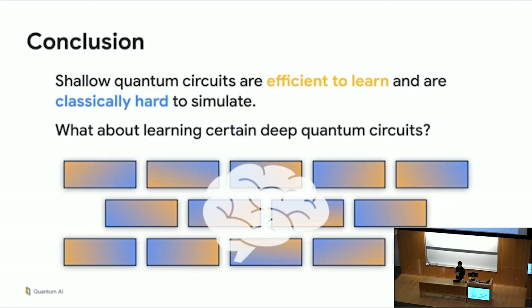Despite our progress, there are still a lot of interesting questions. For example, even though shallow quantum circuits already exhibit quantum advantage, they're still restricted in various regards. So one could ask, what about learning some deep quantum circuits? Can we also design efficient algorithms to learn them? So we'd like to add on to that.